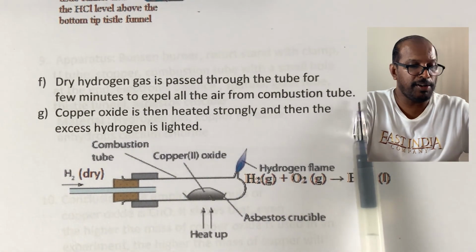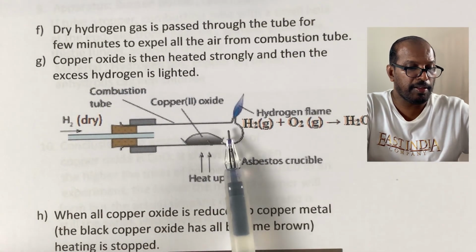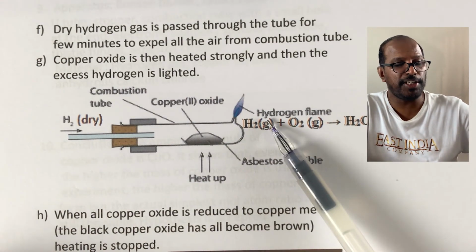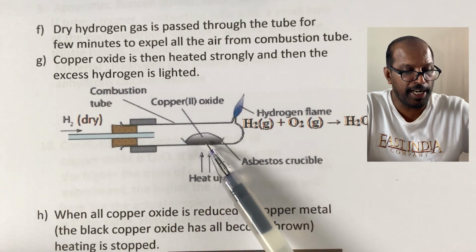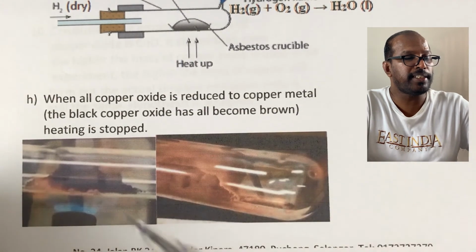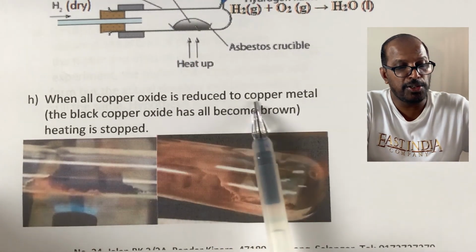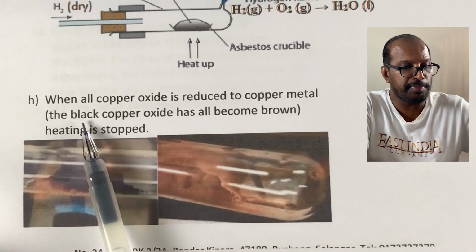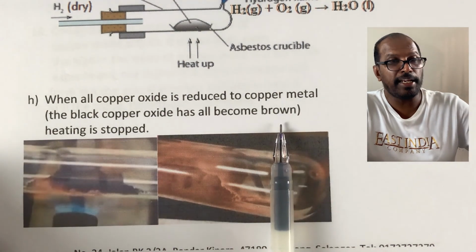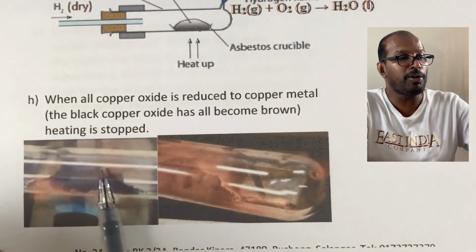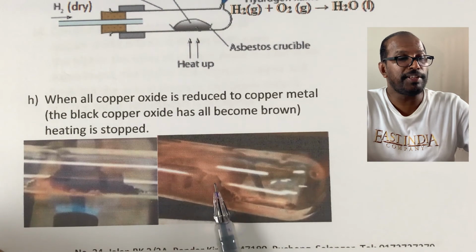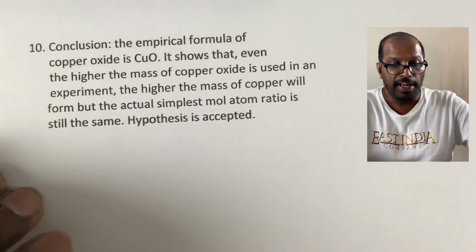Once you have done that, then only we light up the excess hydrogen. Now when you light up the excess hydrogen, then you heat up the copper oxide. We need to continue this process until all the copper oxide is reduced to copper metal. That means the copper oxide color is black and copper color is brown. So once all the black color turns to brown, then the heating process can be stopped, and this is how it looks, the black color here, and this is how the experiment looks as a brown color here inside the test tube. Once you achieve this, you stop and allow the hydrogen to pass through.